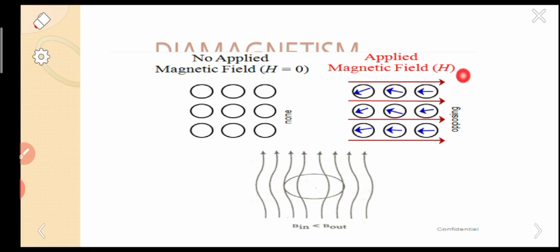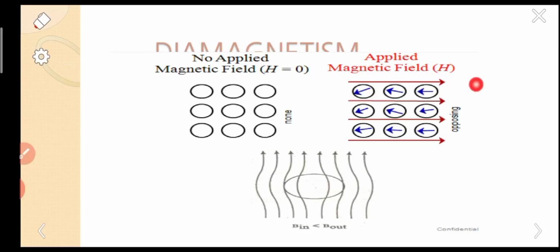So after application of magnetic field, what happened? If we carefully observe the diagram, the blue arrows, which are the magnetic dipoles, are created. They are created means induced. Here we have to use the word induced. So these dipoles are induced, and importantly, these dipoles are aligned in the opposite direction to the field. That means the magnetic moments are in the direction opposite to that of the magnetic field.